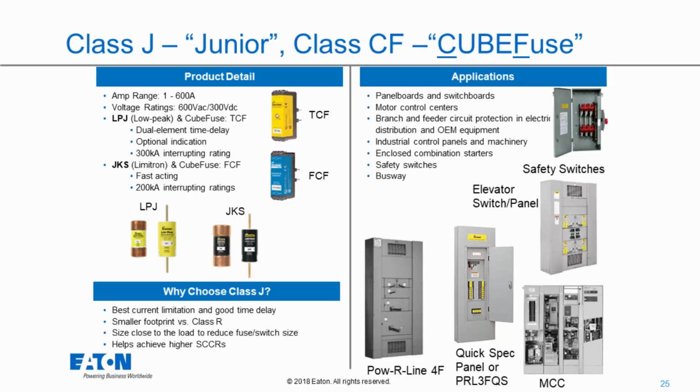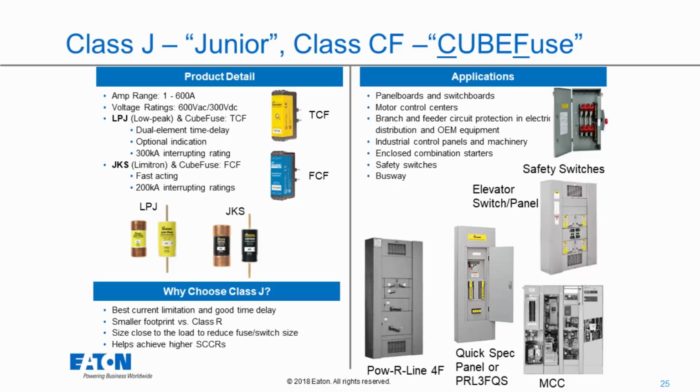So moving on to the next class of fuse. This fuse in particular is very strong in the industrial and OEM marketplace. We're looking at a Class J fuse. It's a much more compact fuse than the RK5 and RK1. It came out later than those devices. Our most popular workhorse for sure is our LPJ series. This is our dual element time delay fuse. It has optional indication. It's also 300,000 amp rated, so it's in our Low-Peak series family. This fuse size goes all the way from 1 amp up to 600 amps. So it's a very nice fuse.